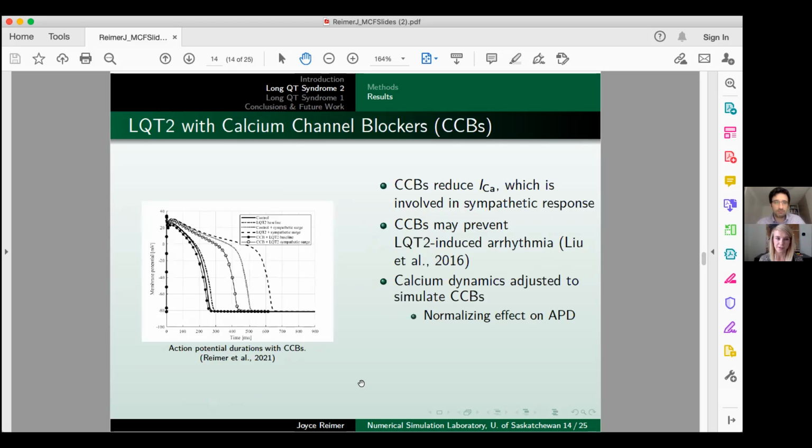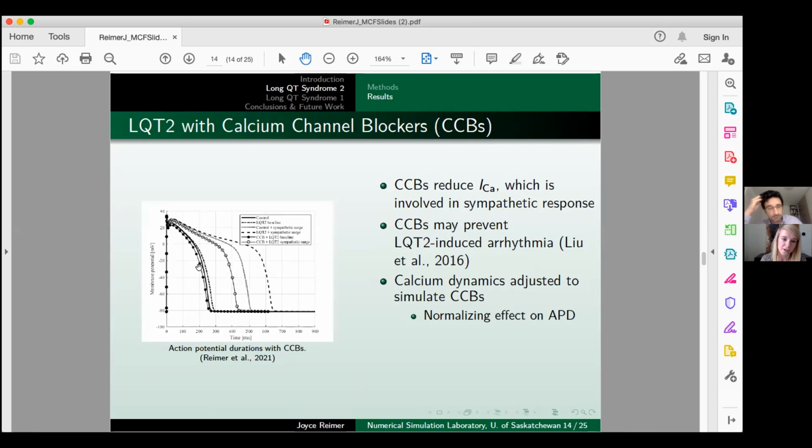So to round out the story, we wanted to also simulate potential therapy for LQT2. Calcium channel blockers have been studied for their preventative ability in long QT2 syndrome. So we again changed the calcium dynamics in a different way to simulate these calcium channel blockers, and we saw that there was a normalizing effect on the action potential duration.